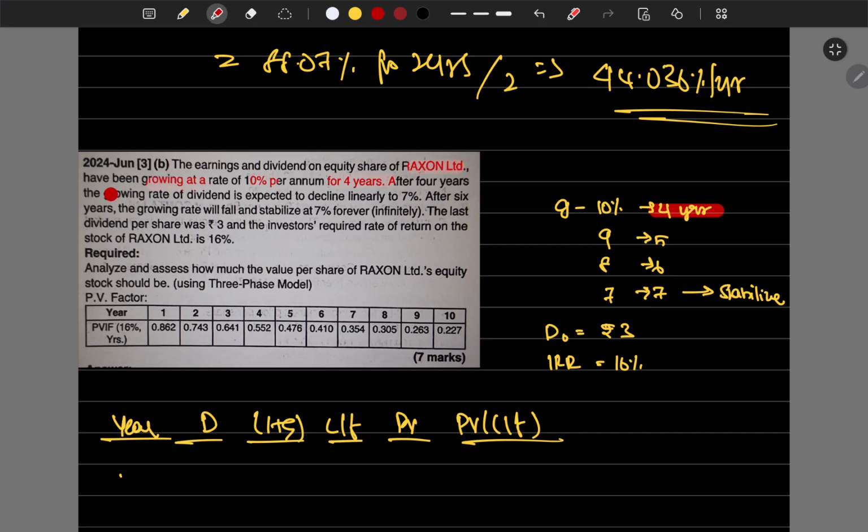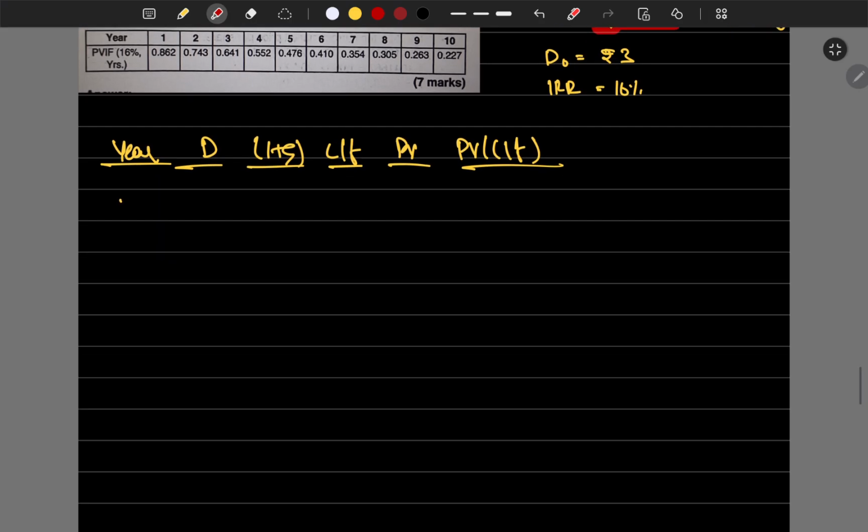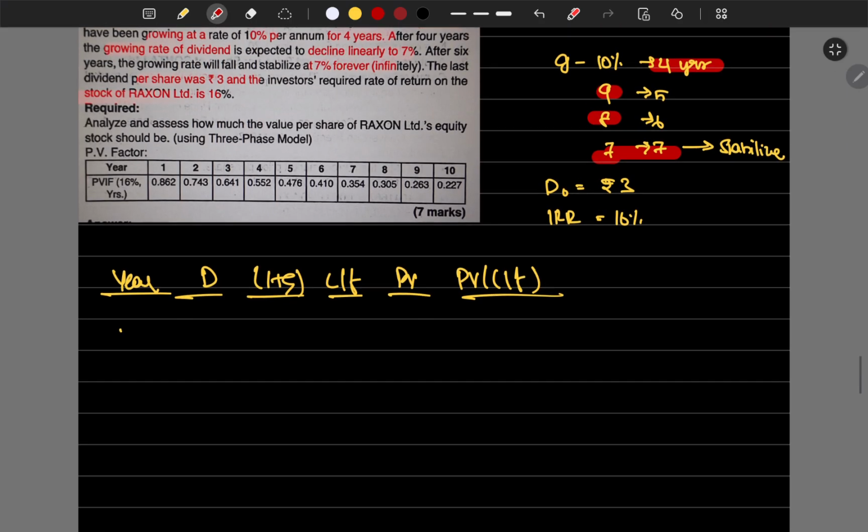After 4 years, the growth rate of dividend is expected to decline linearly to 7%. So per year it will be reducing slowly, and then it will stabilize at 7% in the 7th year. The last dividend per share, already paid, is rupees 3, and the required rate of return is 16%, which is KE. Okay, we have got all the values. Now just quickly plug into the table.